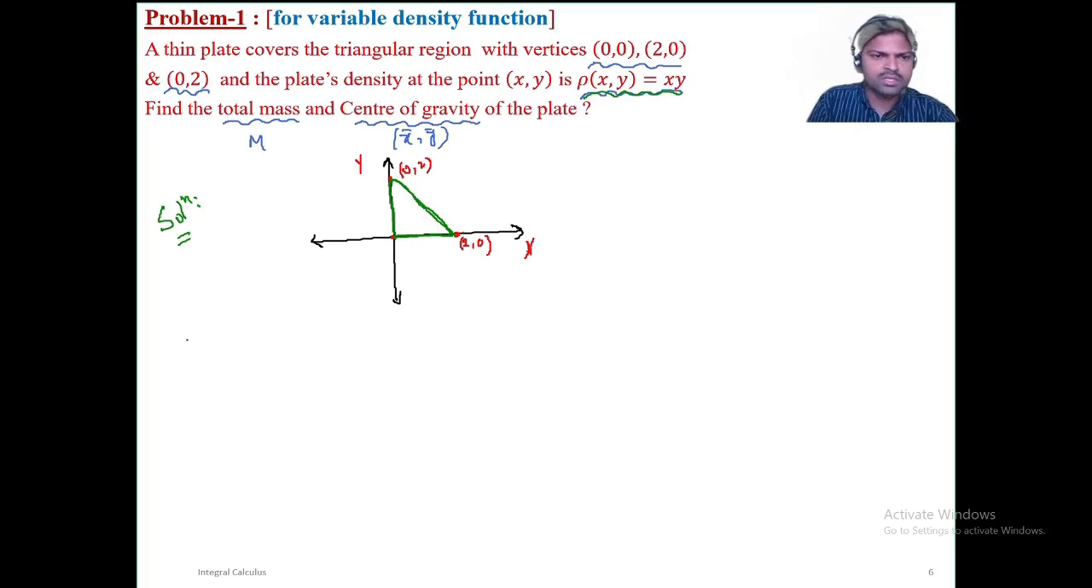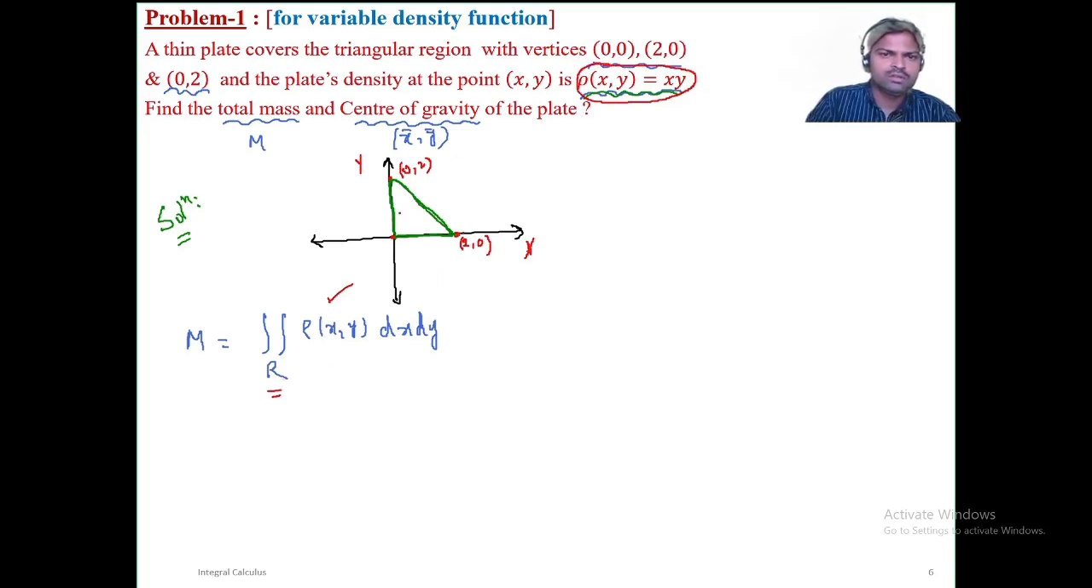First, the total mass M is given by the double integral of rho(x, y), the density function of that plate, over the region R, dx dy. In this we need two things: first the density function, next the region. Here the density function is already given, rho(x, y) = x y. No problem with this, but now I want the region. So for that let us find the line equation. What is this line equation? This line is passing through the x-axis at (2, 0) and the y-axis at (0, 2).